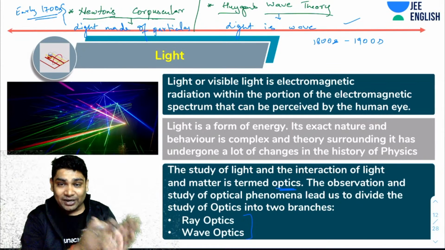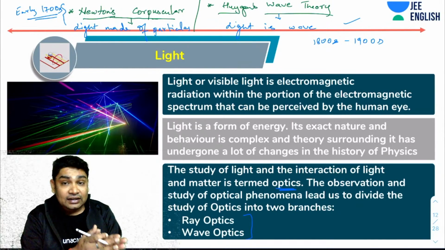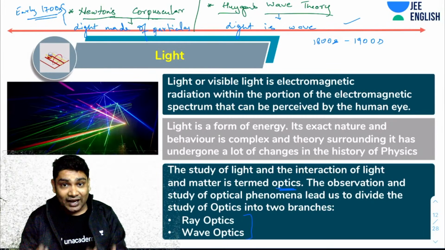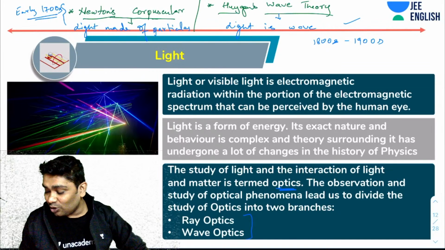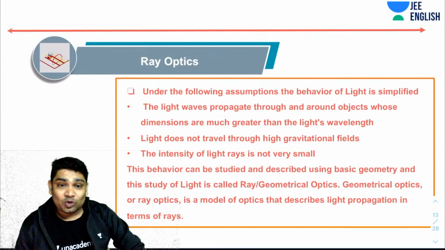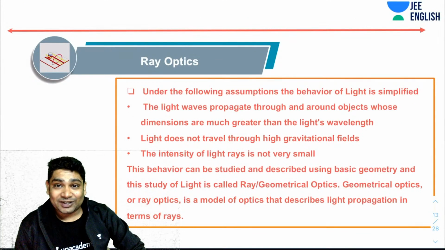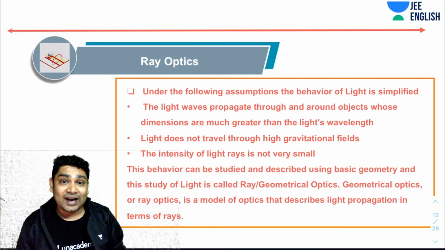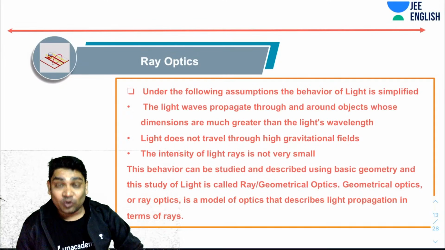Okay, so optics is the branch where we study the nature of light. We divide that into two categories. Why we do that, I'll go over and explain. First, let me tell you about ray optics. So what exactly is ray optics? Under the following assumptions, it turns out the behavior of light is quite simplified. Okay, so what are the assumptions?